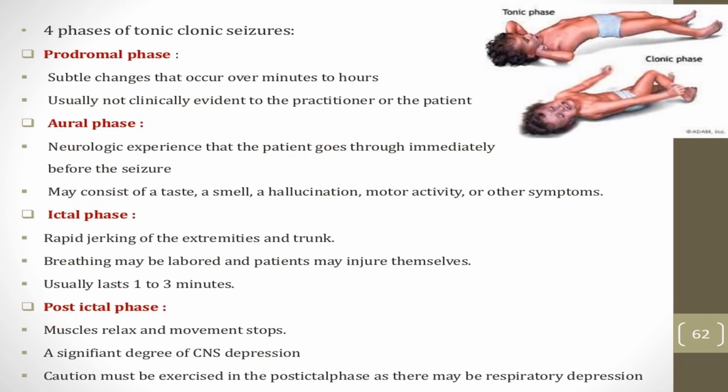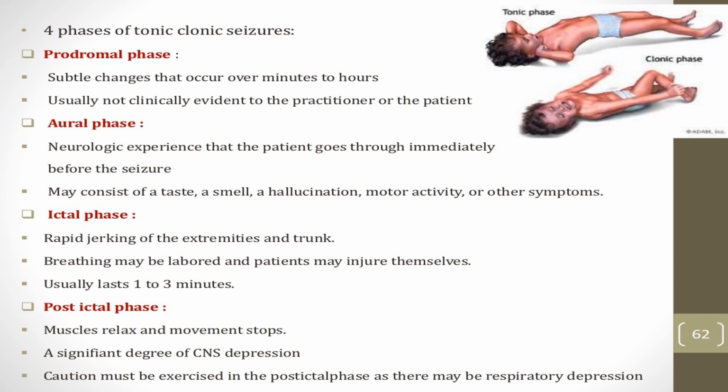Four phases of tonic-clonic seizures. Prodromal phase: subtle changes that occur over minutes to hours, usually not clinically evident to the practitioner or the patient. Aural phase: neurologic experience that the patient goes through immediately before the seizure, which may consist of a taste, a smell, a hallucination, motor activity, or other symptoms. Ictal phase: rapid jerking of the extremities and trunk. Breathing may be labored and patients may injure themselves. Usually lasts 1 to 3 minutes.